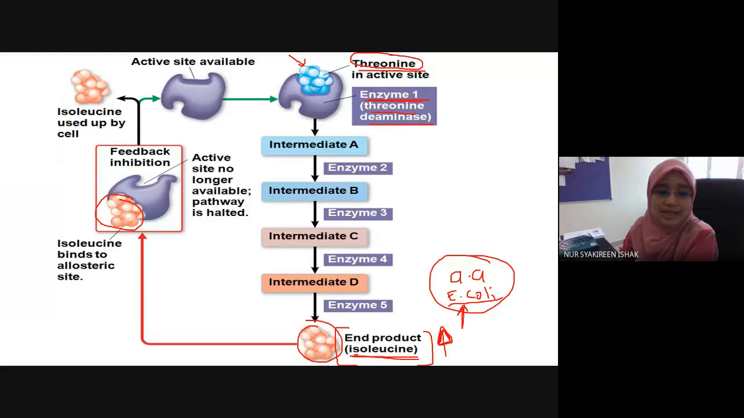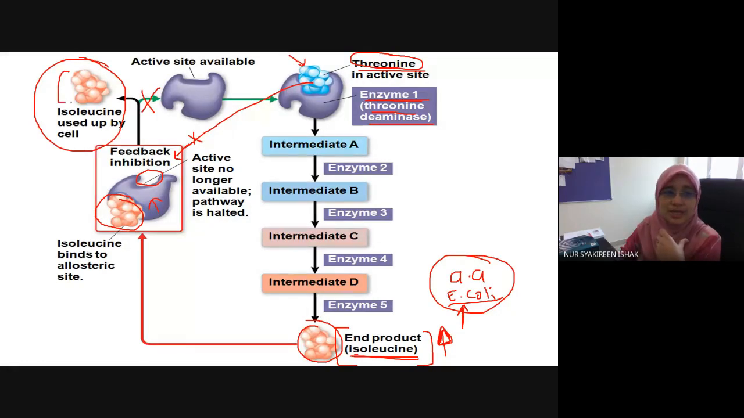Remember, it binds to the allosteric site of threonine deaminase and causes the enzyme to change shape. When the enzyme changes shape, threonine cannot bind to the enzyme, and it stops the reaction for a while, to let the cell use the isoleucine first. Once the isoleucine concentration in the cell is reduced, then isoleucine will detach.